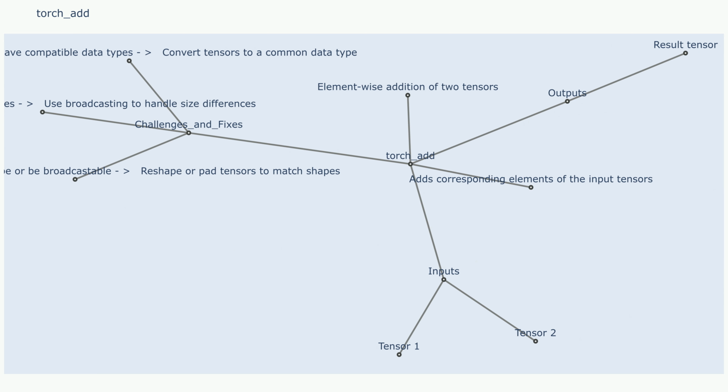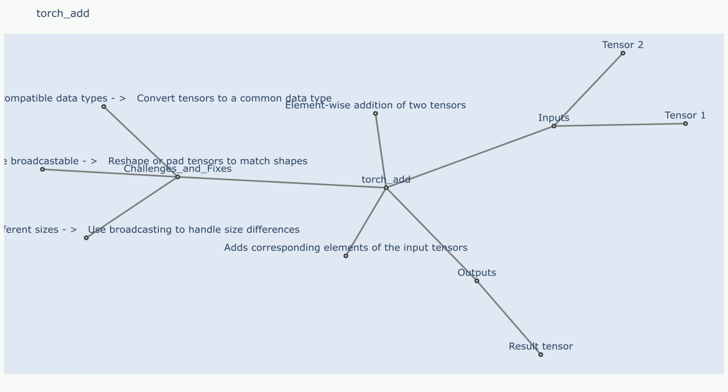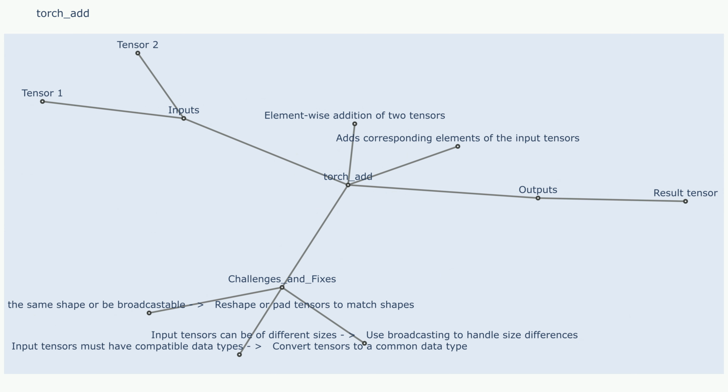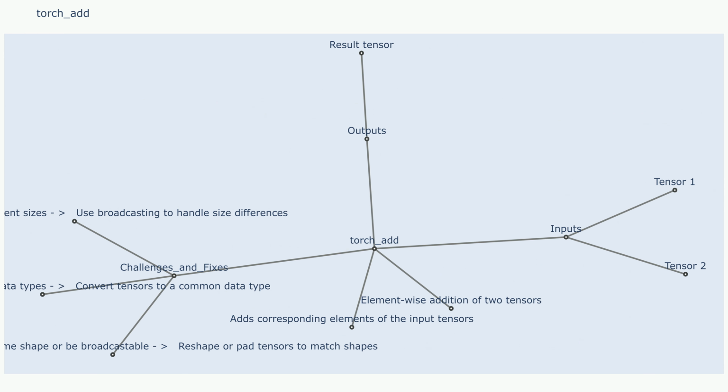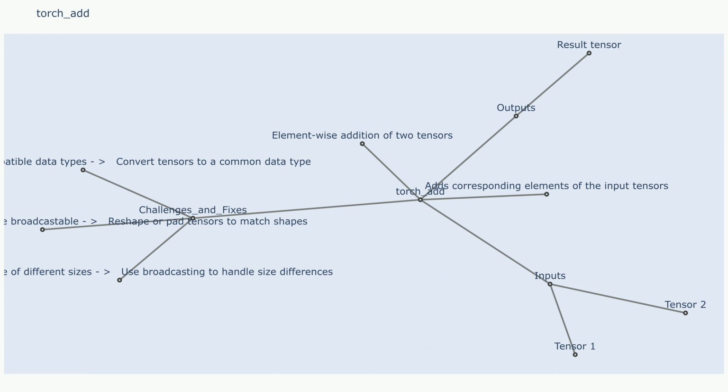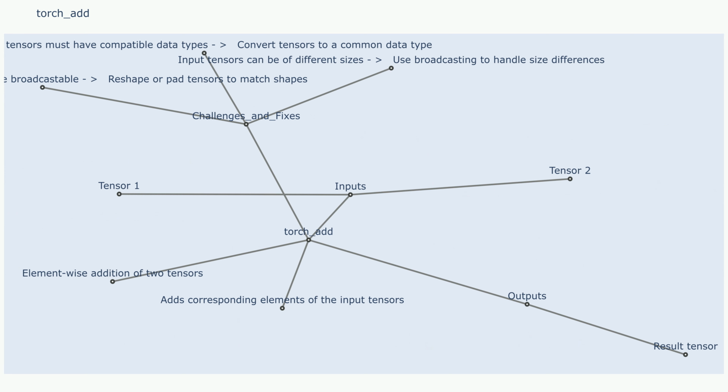Challenge 2, input tensors must be of the same data type. Sample use case that resulted in challenge 2: trying to add a tensor of type torch.float32 to a tensor of type torch.int32. Fixes to challenge 2: ensure that the input tensors are of the same data type. Convert one or both of the input tensors to the desired data type using functions like torch.float or torch.int.